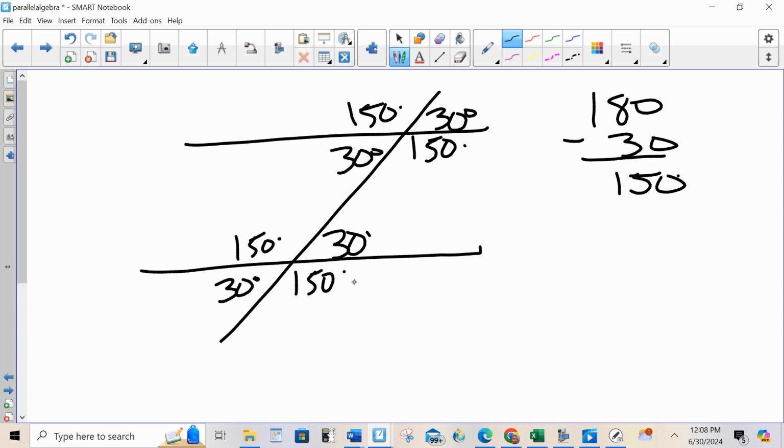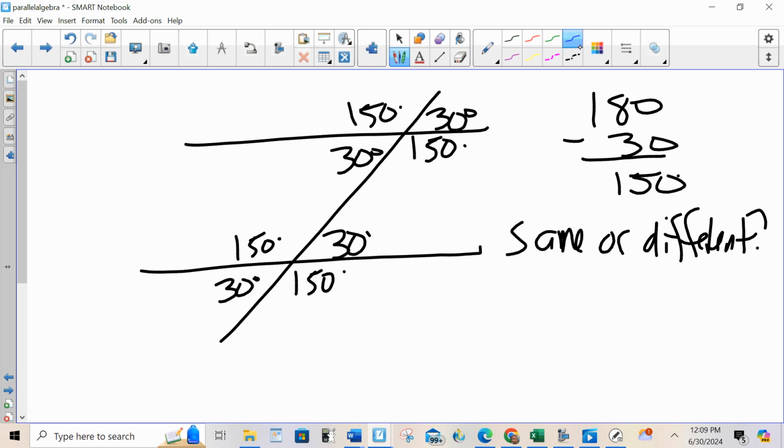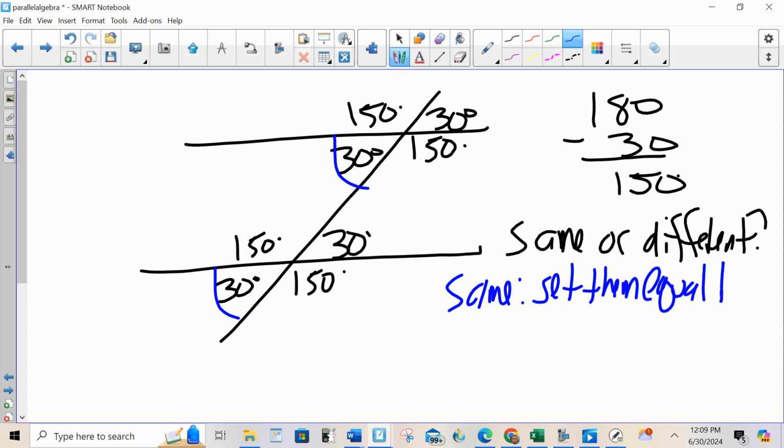So basically looking at this picture, the question you want to ask yourself for this lesson is same or different. By same, I mean both acute or both obtuse. So if the angles are the same, here's an acute and here's an acute, they're equal. We're going to set them equal to each other.